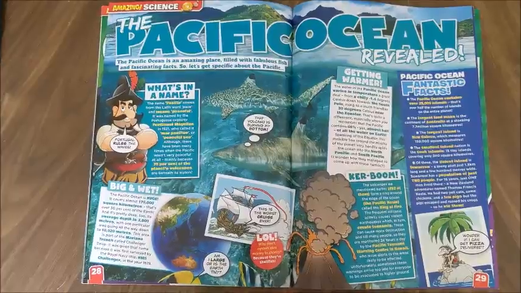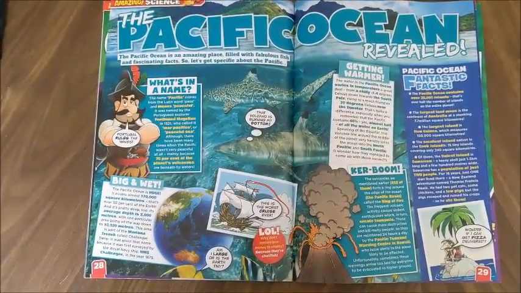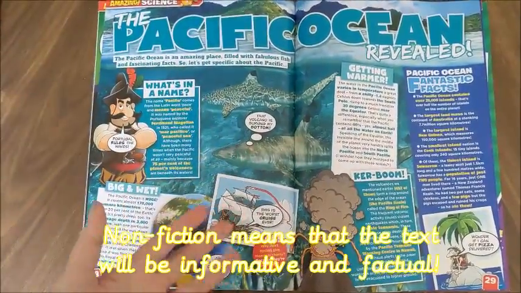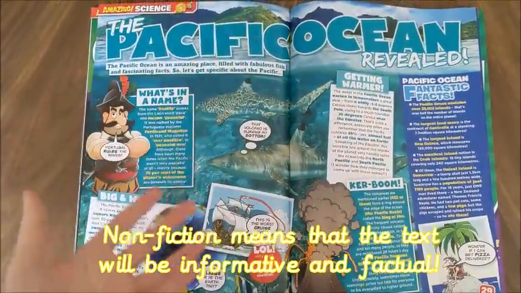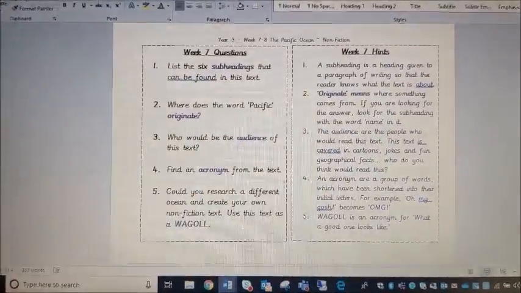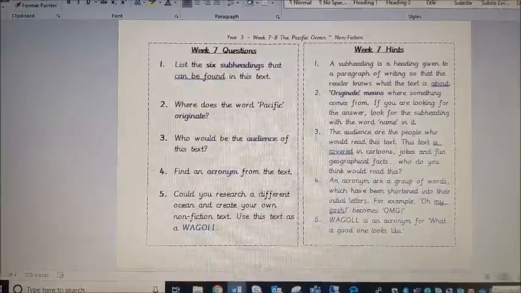So now that we're on page 28, we can see that this is all about the Pacific Ocean, and this is a non-fiction text. We know that because as we read through, this is filled with facts about the Pacific Ocean, okay? So this right here can be found on our school website, it can be found on YouTube, and it can also be found on our Class Dojo.